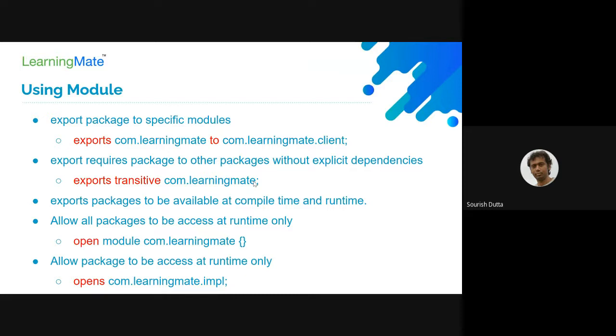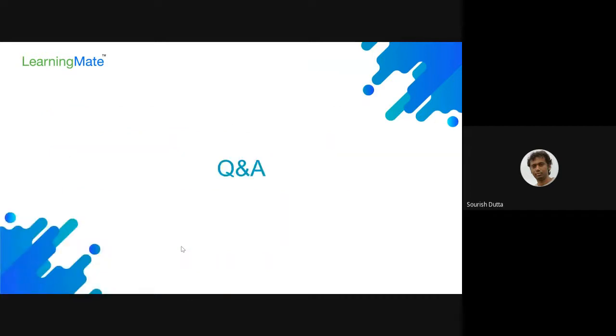So in that case, we can use the other two keywords in module-info.java. I can make this whole module available at runtime by using reflection, by opening all the packages mentioned within that particular module, or I can choose to make a particular package available only at runtime. So that's about your module. For the last few minutes, we can discuss if we have any specific questions.